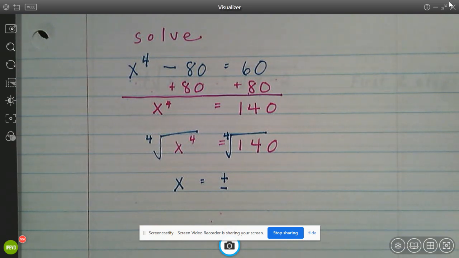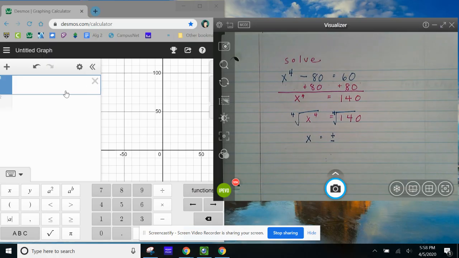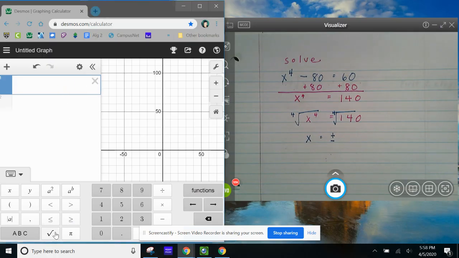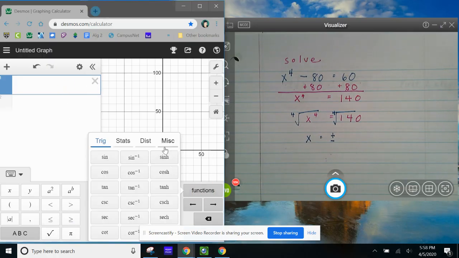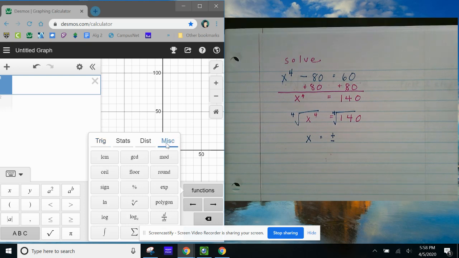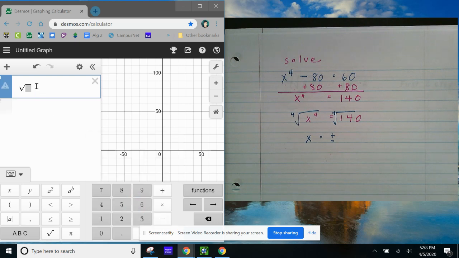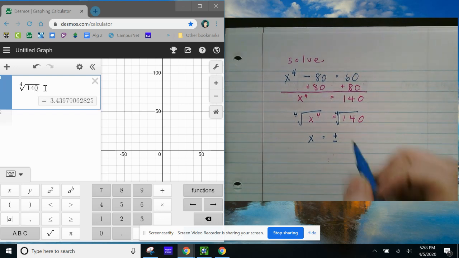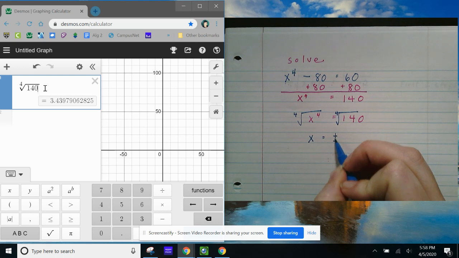Okay, so let's go to Desmos. So type this in over here. We're going to go to functions, miscellaneous, and here's your nth root with the radical sign. I'm going to type in 4, and under the radical goes 140. So my answer is a plus and a minus, so 2 different answers here.